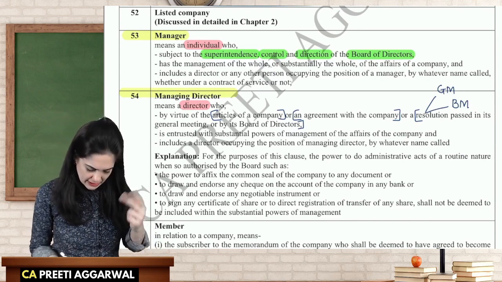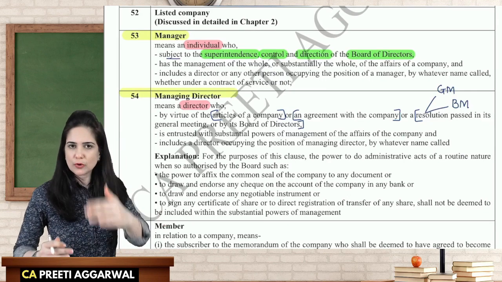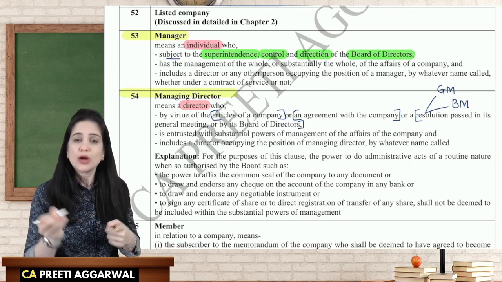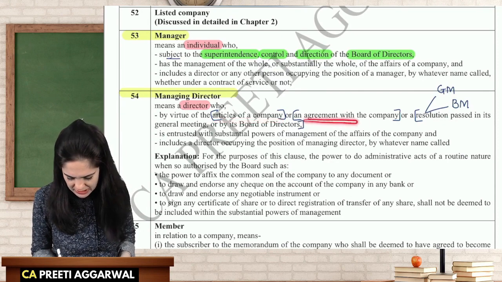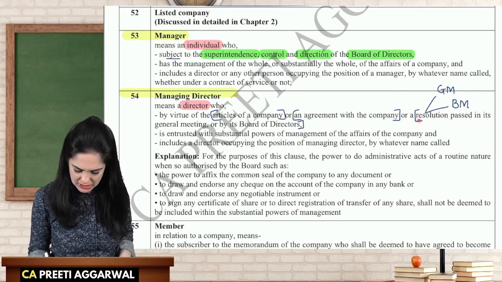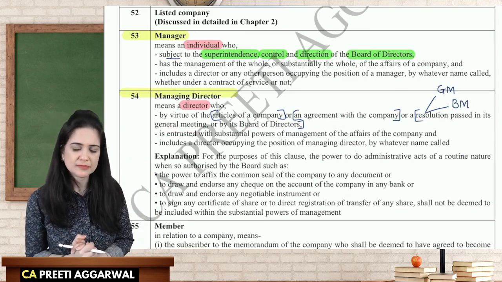So in case of a manager, we discussed he is subject to the superintendence, control and direction of the board. Whereas how do you become a managing director? By virtue of the articles, or there may be some agreement with the company that this person is the managing director, or a resolution is passed either in the general meeting or board meeting. Have you understood up till here? Yes.